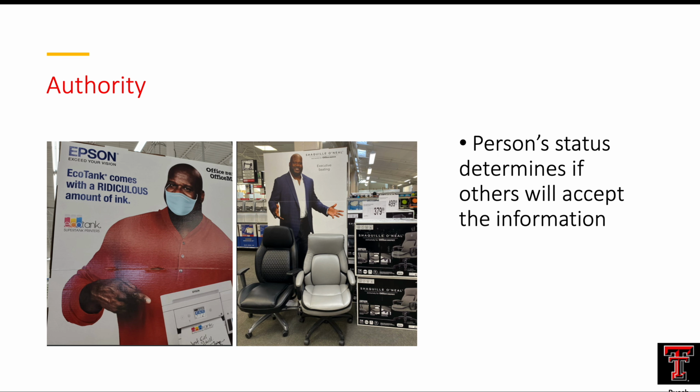Okay, so another way that we find out is through authority, or who is telling us this information. So again, a person's status determines if others will accept the information. So generally, if we're looking at the weather, we're probably going to trust the opinions of a weatherman or someone that has an advanced degree in atmospheric sciences rather than some random person that you're meeting that's just sort of talking out of their ass.